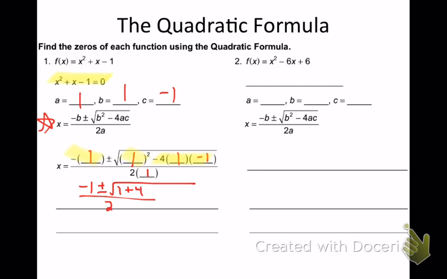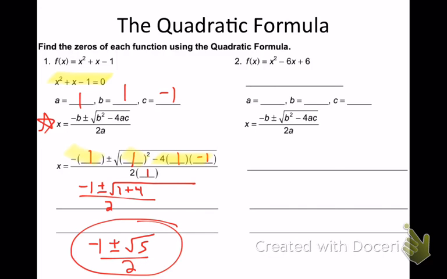Now I simplify. What's 1 plus 4? So I have negative 1 plus or minus square root of 5 all over 2. Can I simplify the square root of 5? Can I simplify 1 over 2? Guess what? There's your answer right there. Great.